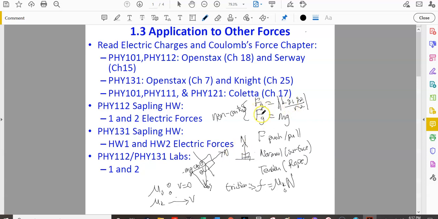The one non-contact force we learned in Physics 121 was mg. Now we're adding a second one called the Coulomb force, which is K Q1 Q2 over r squared. But then all these other forces are contact forces, meaning they have to physically be touching the object. That could be a force of push or pull, a normal force from a surface, a rope, or friction. So those are the four different kinds of contact forces that we learned about.